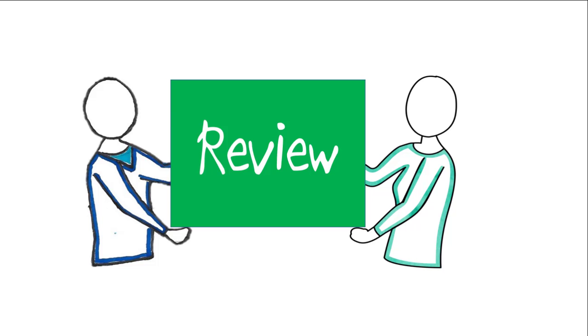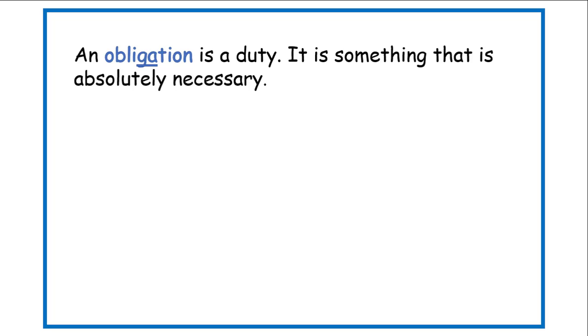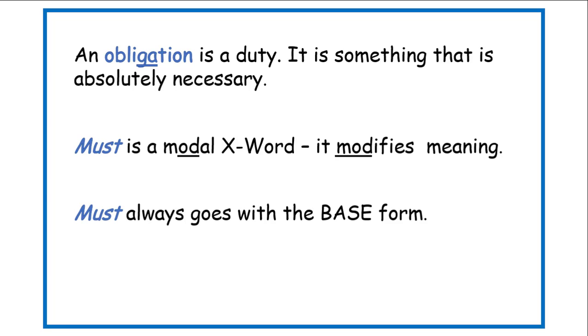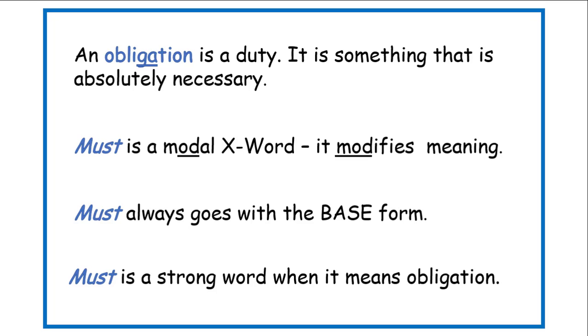In review, an obligation is a duty. It is something that is absolutely necessary. Must is a modal X word. It modifies the meaning. Must always goes with the base form. Must is a strong word when it means obligation. It sounds like an order.